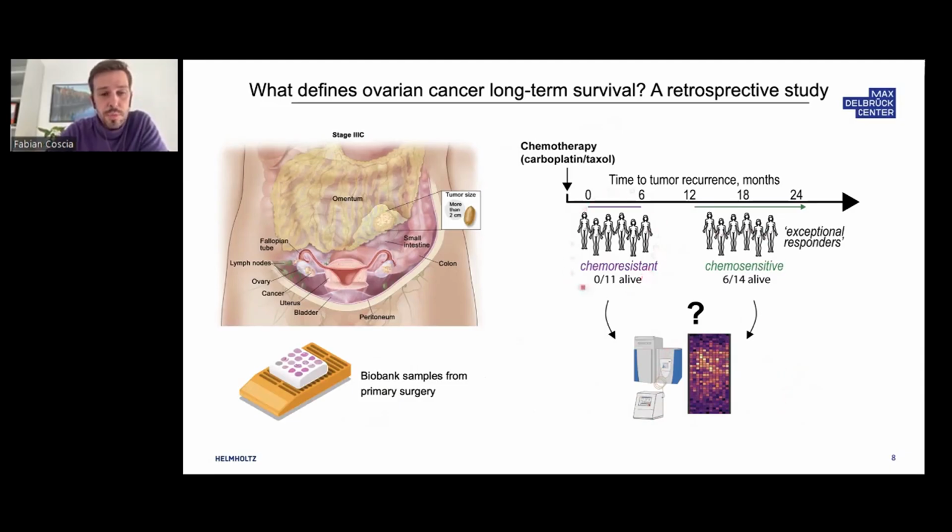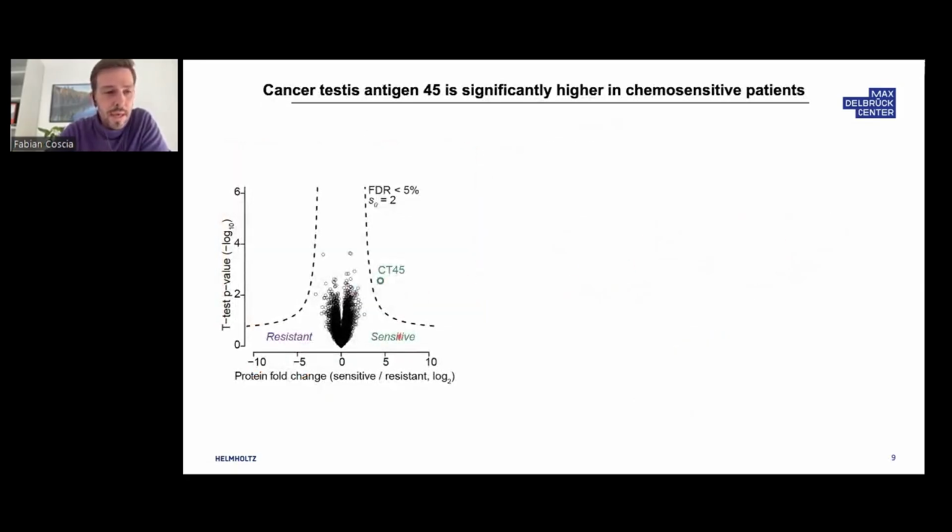And so what you basically see here is two different patient groups. One chemo-resistant group, which showed very frequent and fast chemo resistance and tumor recurrence, and we compared the proteomes of this group to a highly sensitive group, including these exceptional responders that did not show any tumor recurrence. Our deep proteomic data, which in total comprised around 9,000 proteins that we could relatively compare between the patient groups, did in fact identify a single protein that was highly upregulated in the women that showed long-term survival, that showed chemosensitivity.